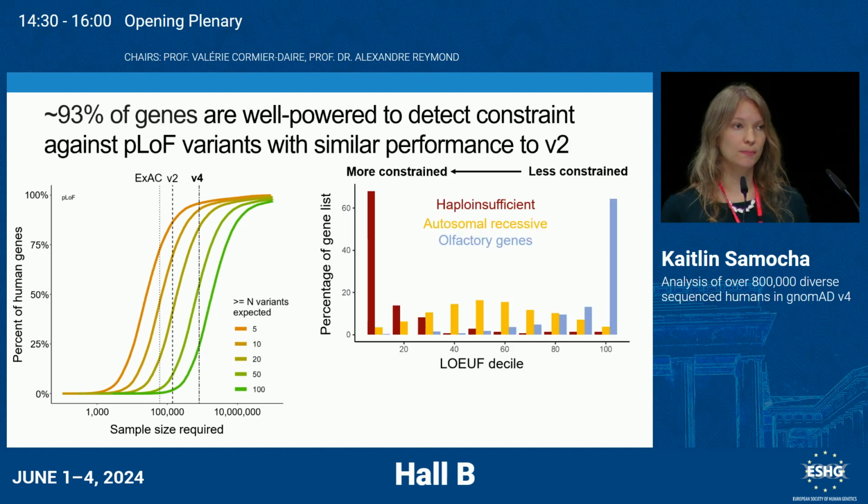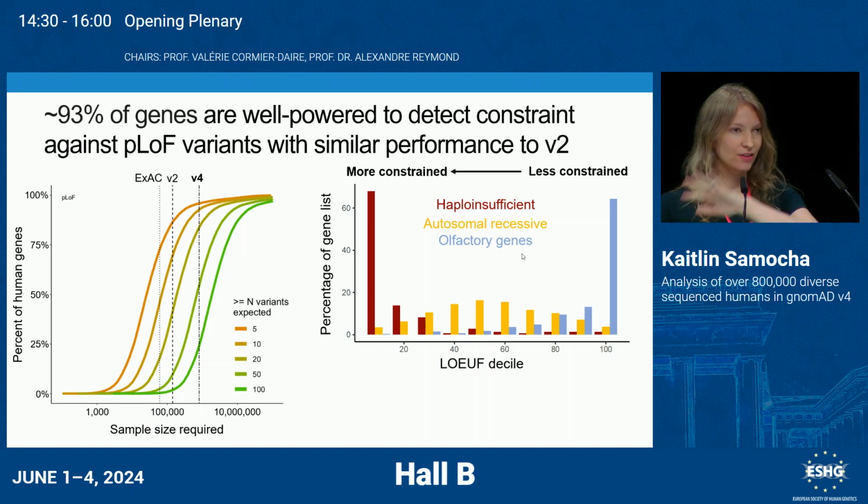In terms of comparing constraint scores, we just ran the exact same pipelines on v2 and on v4. We see very similar performance when it comes to the LOEUF rank. So if you're looking at using LOEUF, we often decile it. We see that the most constrained LOEUF deciles are enriched for haploinsufficient genes, while olfactory receptors are in the least constrained LOEUF deciles.